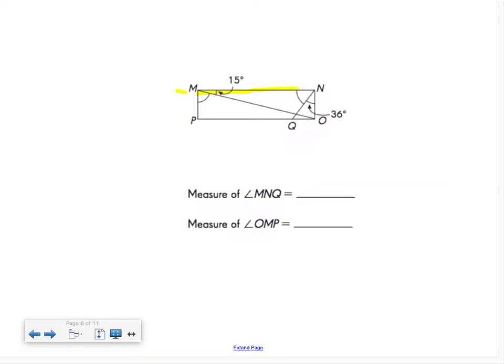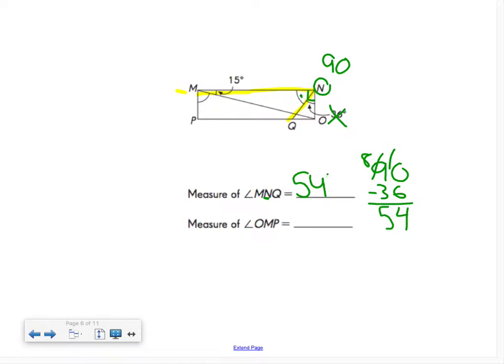M, N, Q. I know that I'm looking for the angle in the middle. N is in the middle, and N is in the middle here on my highlighting. So I'm trying to find this corner. Automatically, it's a rectangle, so I know the whole corner is 90. But I only want this little piece right here. This side is 36, so I need to get rid of it. So I'm going to do 90 minus 36. And I get 54 degrees. So I know that that corner is 54 degrees.